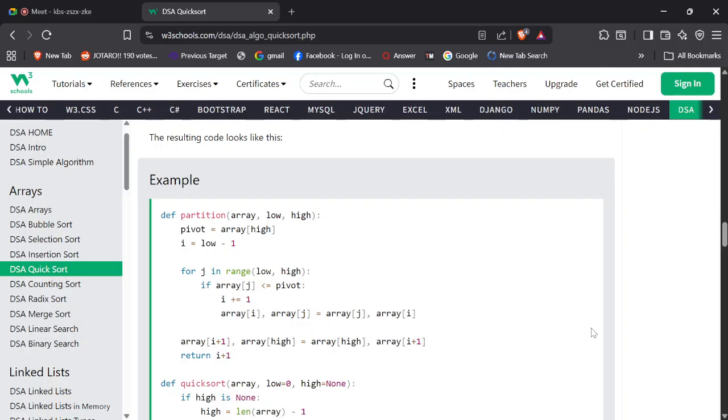Is everybody showing this new algorithm? Okay, this is a new algorithm I never saw. Okay, this new algorithm is also easy. See this, what is this new algorithm? What is happening here? I is equal to low minus 1.